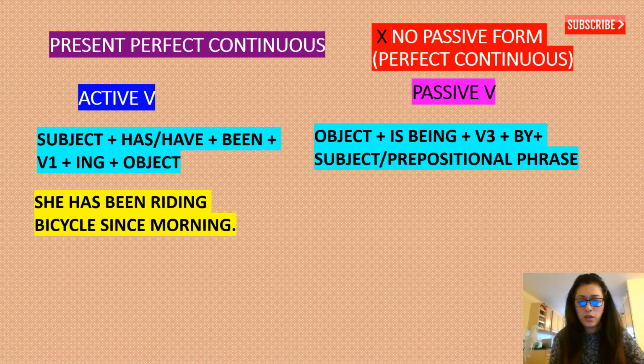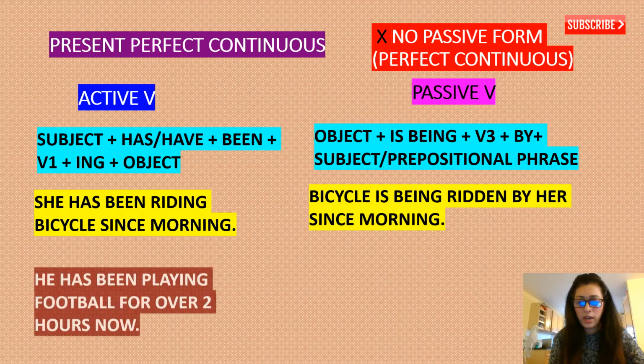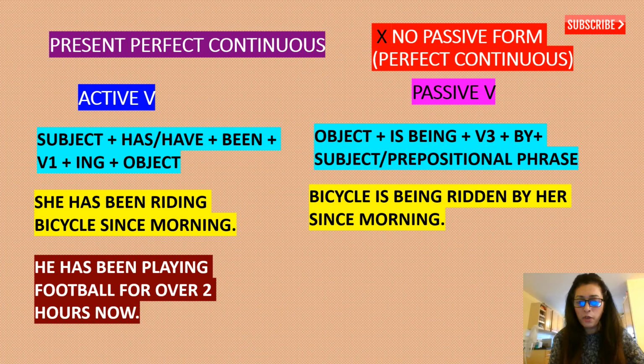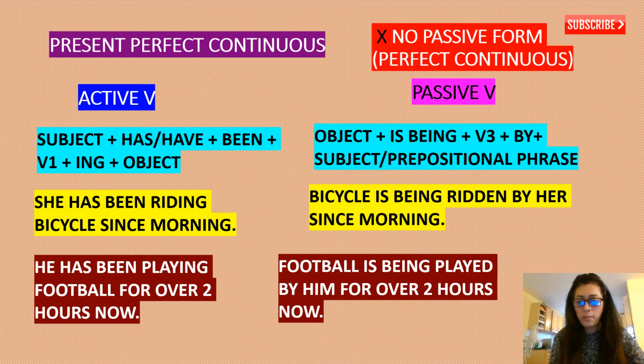So the sentence will be she has been riding bicycle since morning. Bicycle is being ridden by her since morning. He has been playing football for over 2 hours now. Football is being played by him for over 2 hours now.